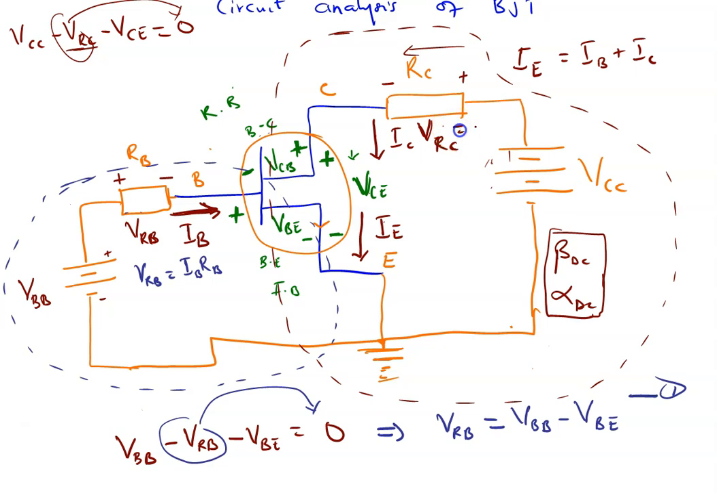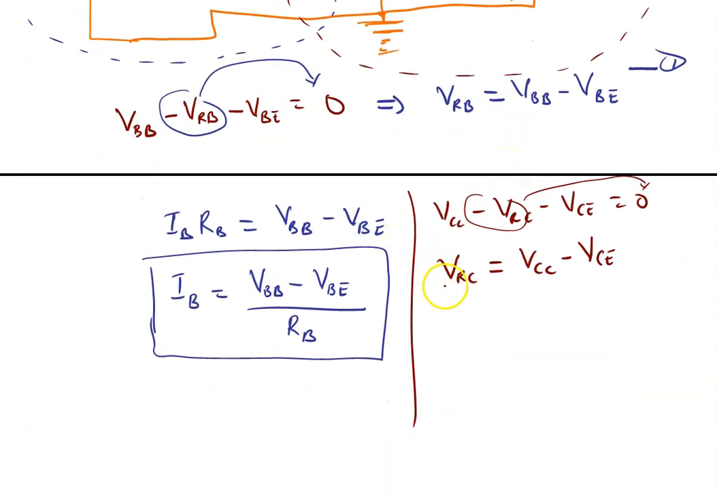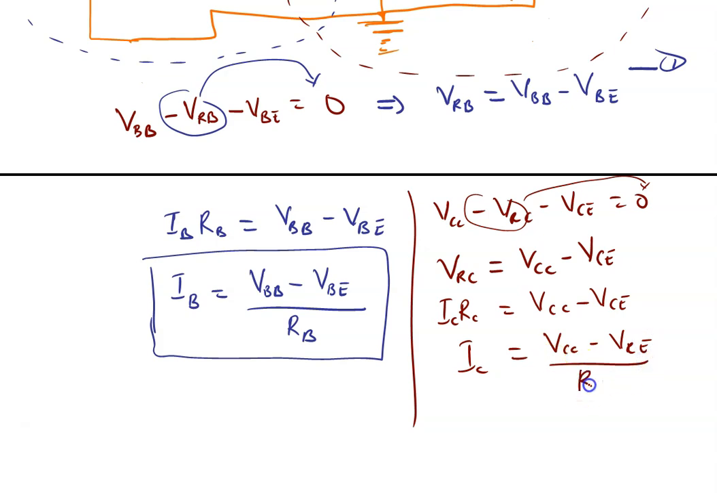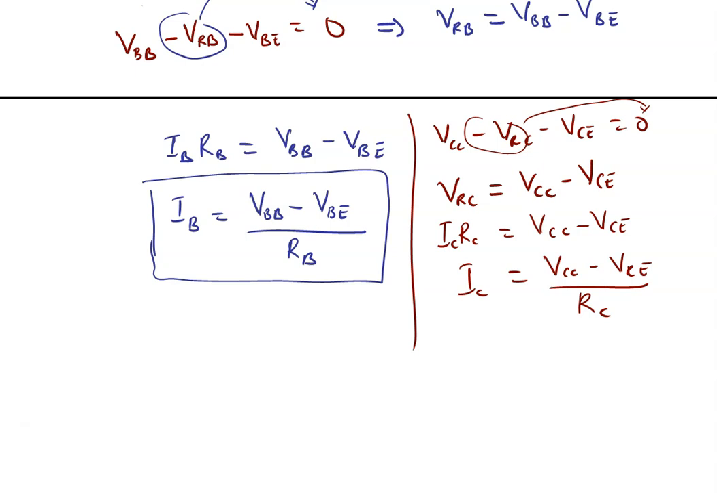Now what is VRC? VRC is just equal to IC multiplied by RC. So VRC is IC multiplied by RC, or equal to VCC minus VCE. I'm looking for IC, so to find IC, I just divide both sides by RC. So I get VCC minus VCE, all divided by RC. And this is also another formula for finding the collector current.